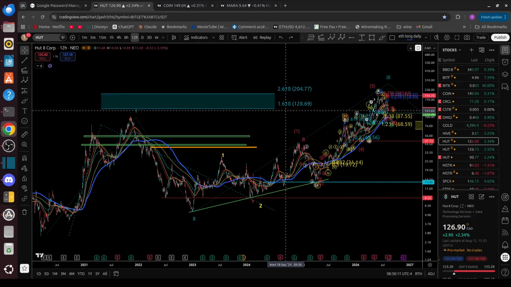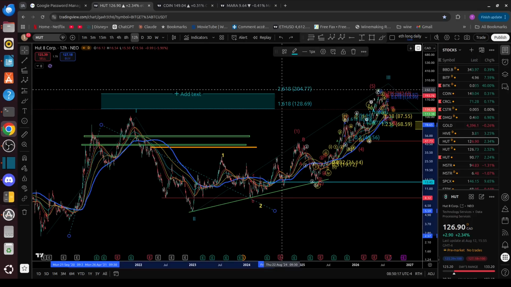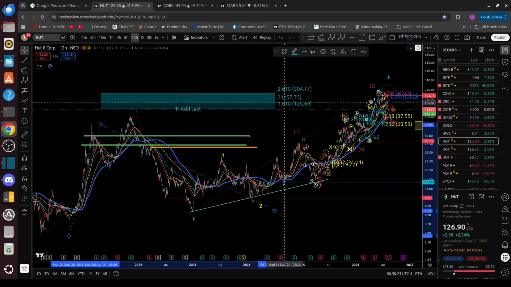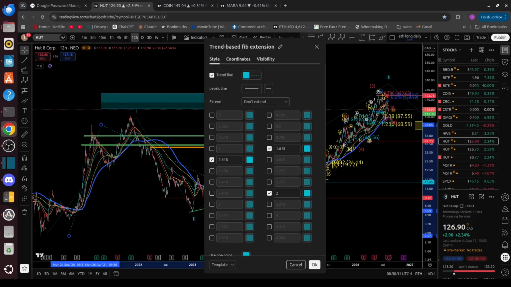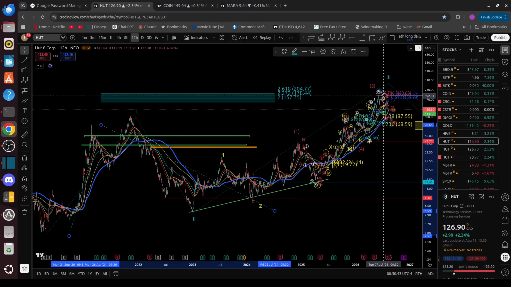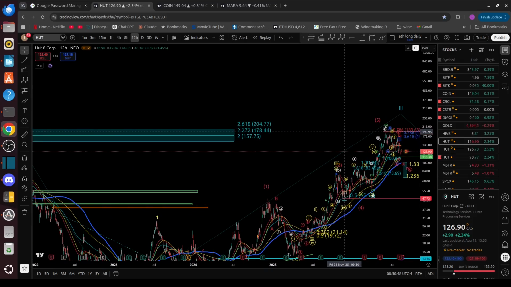We went higher than 2x, definitely. What is it? So 2x was 157. Just for fun, let's check out where exactly it went. 178. Yeah, a little bit higher than that.